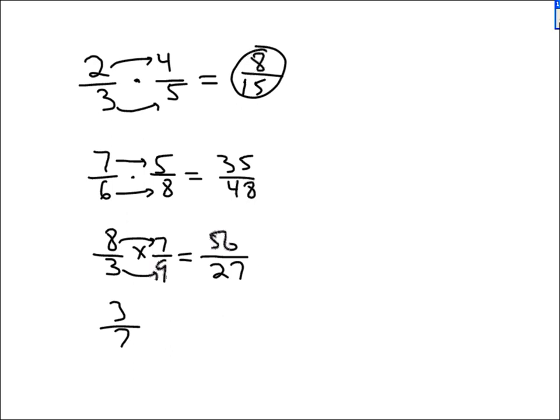You were asked to do 3 over 7 times 2 over 5. You would get 6 over 35. 3 times 2 is 6. 7 times 5, 35.